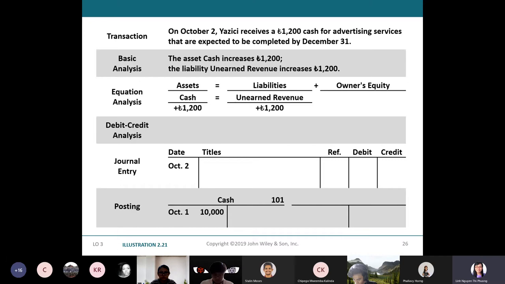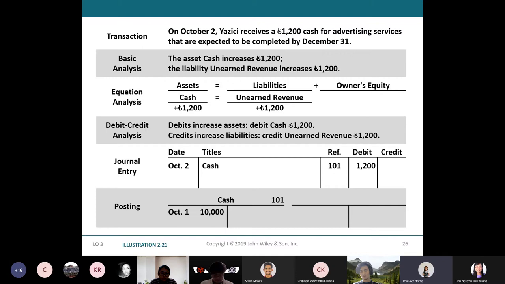So in this case, cash increased 1,200. What do we do for cash? We debit or credit? Cash debit. Cash debit, how much? 1,200. Okay, what else? And credit unearned revenue 1,200. Good. Okay, so we will post that to the ledger.